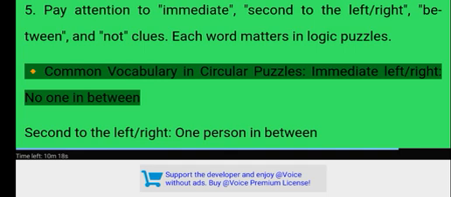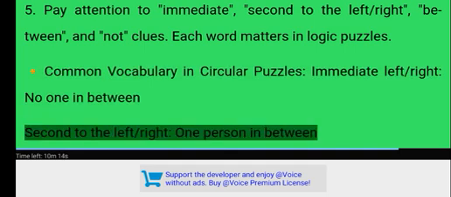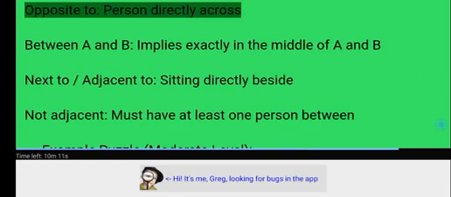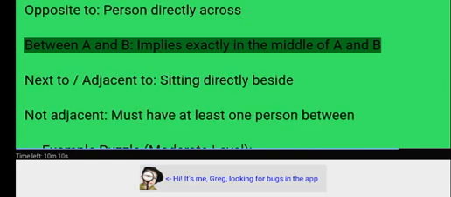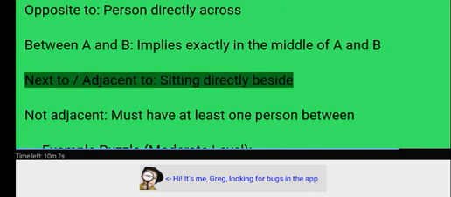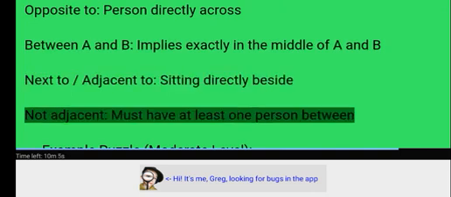Common vocabulary in circular puzzles. Immediate left, right: no one in between. Second to the left, right: one person in between. Opposite to: person directly across. Between A and B implies exactly in the middle of A and B. Next to, adjacent to: sitting directly beside. Not adjacent: must have at least one person between.